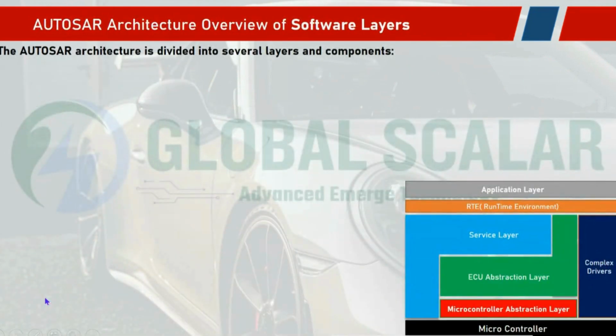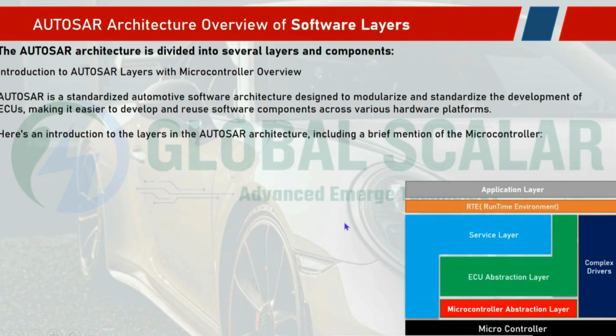So here is how this architecture is differentiated into several layers and components. We'll go into detail to understand. AUTOSAR is a standardized automotive software architecture, and it is used to modularize and standardize the development of the ECU. It makes development easy and allows reuse of software components across various vehicles and various hardware.